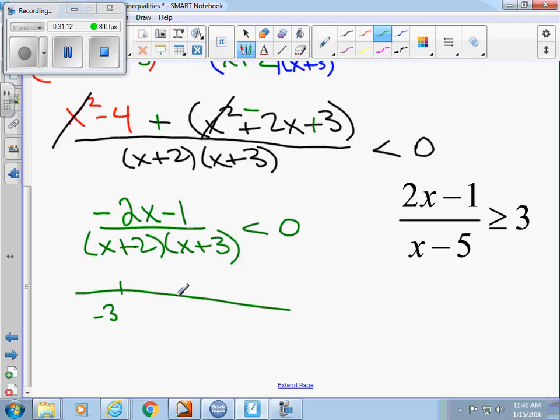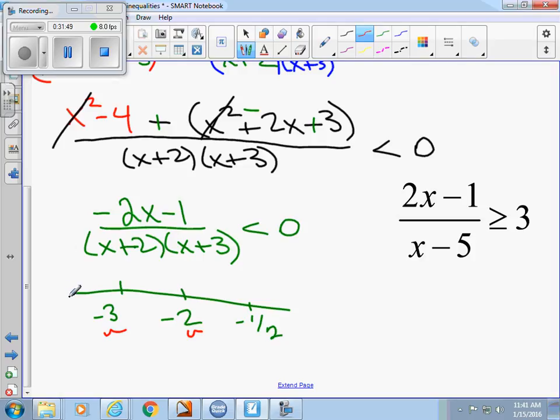Negative 3, negative 2, and negative 1/2. Is that right? On this one, I'm not even going to label my undefined points. Why not? Oh, because you don't need to. I don't need to. You can if you want to. The negative 3 and the negative 2 are undefined. But I don't need to know on this one because it's just less than 0, not less than or equal to. Does that make sense?